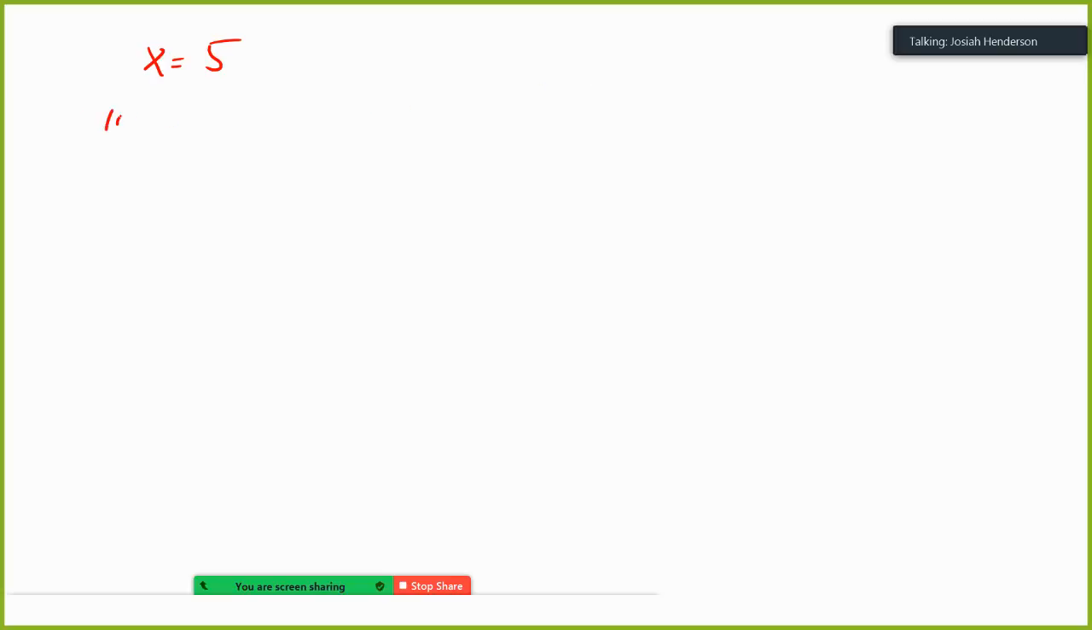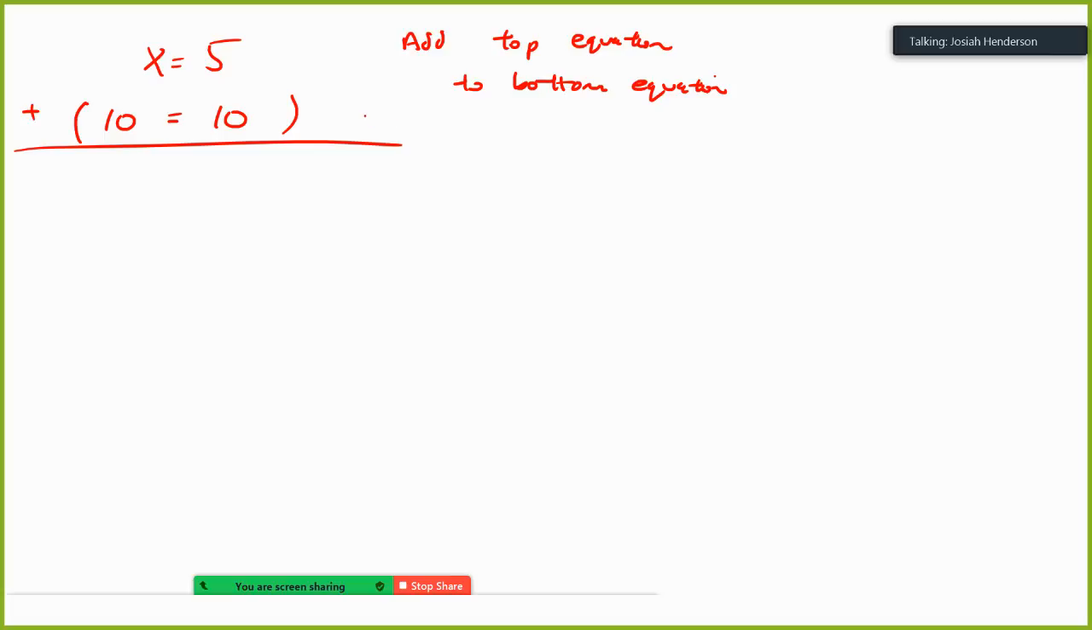So let me do this. Let me write it a different way. 10 is equal to 10. And this seems a little redundant, so stick with me though. Imagine if we add the top equation to the bottom equation. Even though the bottom equation is kind of silly or kind of redundant, 10 is equal to 10. But imagine if we just add this top equation directly to the bottom.